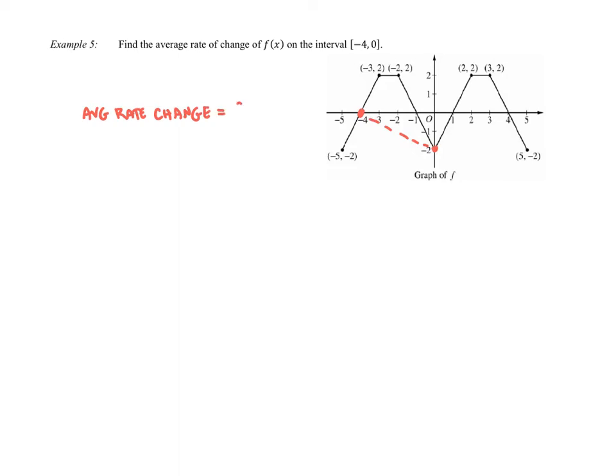will equal f at 0 minus f at negative 4 over 0 minus negative 4. Again, if you want to, you could do f of negative 4 minus f of 0 as long as you divided it by negative 4 minus 0. Okay, so f of 0 is negative 2. f of negative 4 is 0. 0 minus negative 4 is 4. So it looks like the average rate of change on that interval is negative 1/2 based on how it looks. That looks accurate.